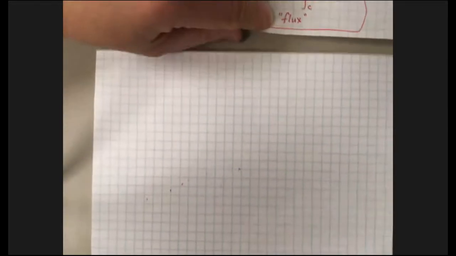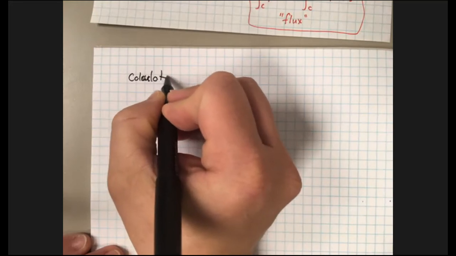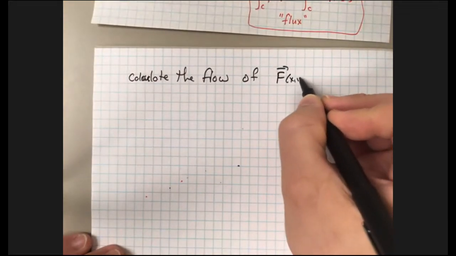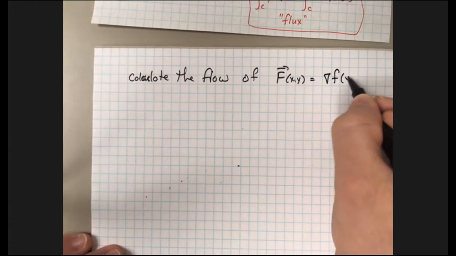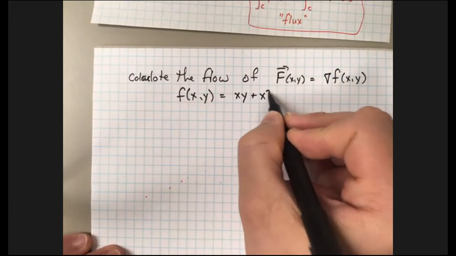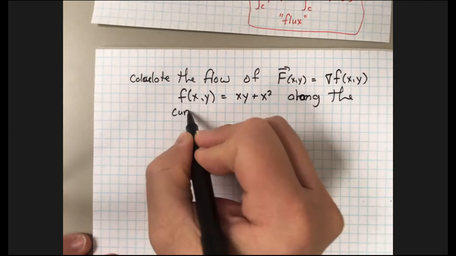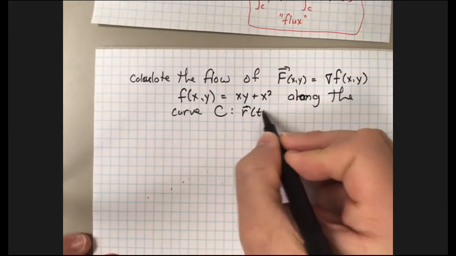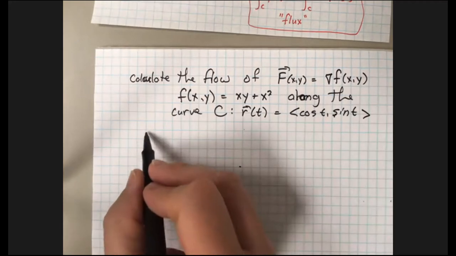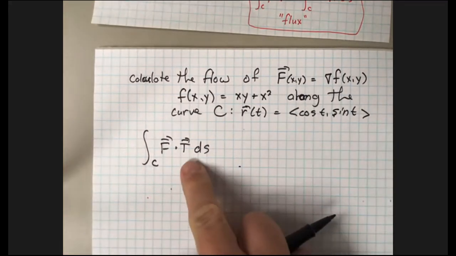So let's calculate the flow of F of x, y equal gradient of f of x, y, where f is this function we had prepared before, along the curve C, just a simple half circle, cosine t, sine t. So I want to calculate the integral over C of F dot T ds. Now remember, this is a representation.